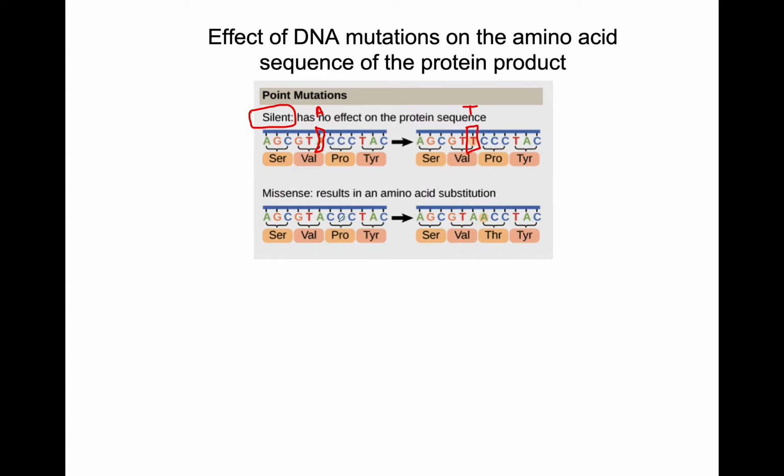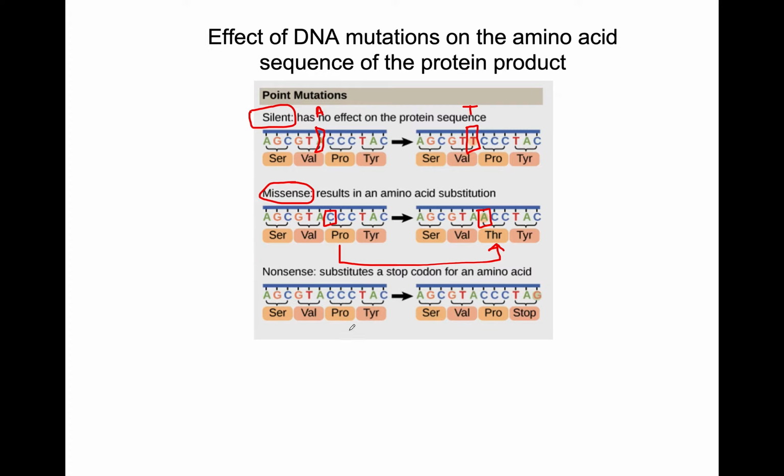Then we have a mutation where if you change it, you actually change the amino acid. In here, we're starting with proline and we're changing it to threonine. Proline is a hydrophobic amino acid. Threonine is polar. So how does that happen? The first letter of the triplet is changed from a C to an A. That obviously changes the amino acid sequence, and you get a totally different amino acid. That's called a missense mutation, which results in an amino acid substitution.